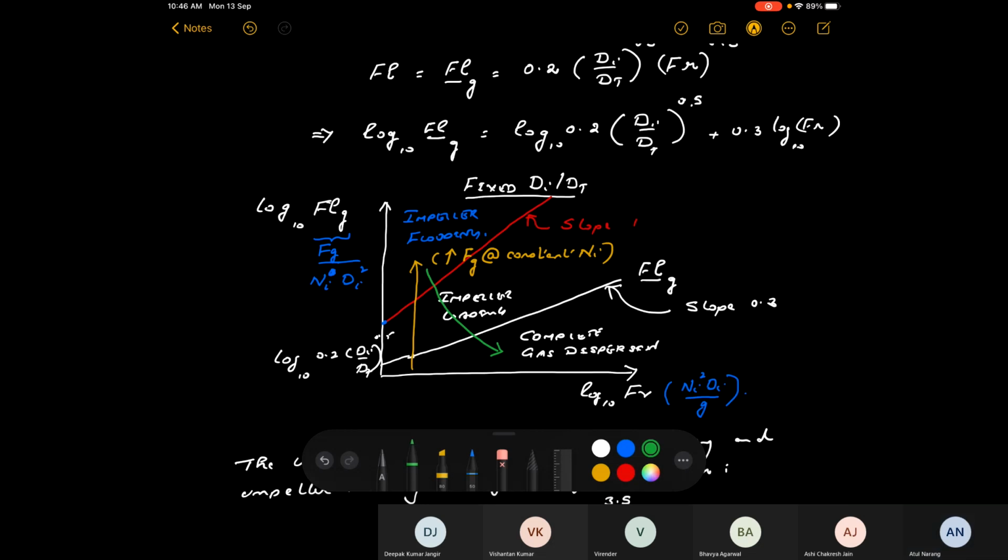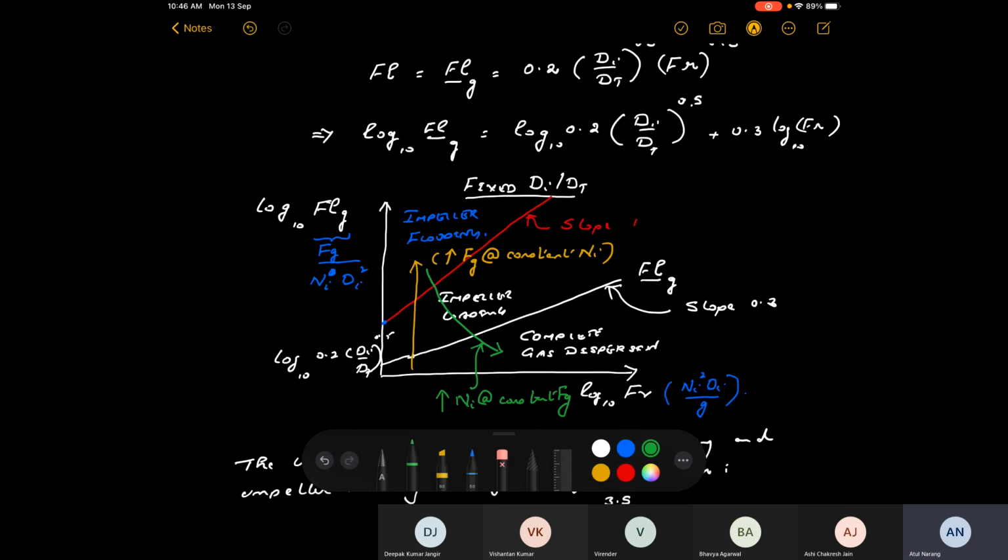If you increase n sub I at constant f sub g, now you can see that if f sub g is constant and you start increasing n sub I, then FLG is coming down and the Froude number is going up. So that means the y coordinate is decreasing. This is sort of like a hyperbolic change, and that's what's happening here.